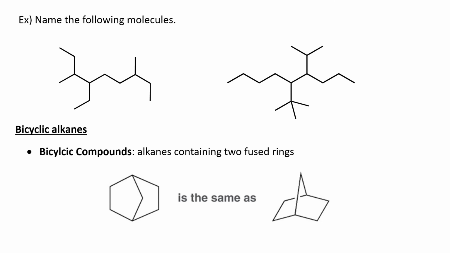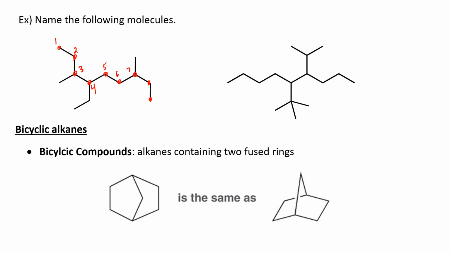All right, let's name the next set. If we start numbering here, 1, 2, 3, 4, 5, 6, 7, 8. That gives me the longest chain with the most substituents. And now I could start numbering here 1, 2, 3, or I could start numbering here 1, 2, 3. My first substituent shows up at the 3 position. Now I have to go to the second substituent. I could have one at 4, or it would be 4, 5, 6. So numbering from the left is the correct way to number it.